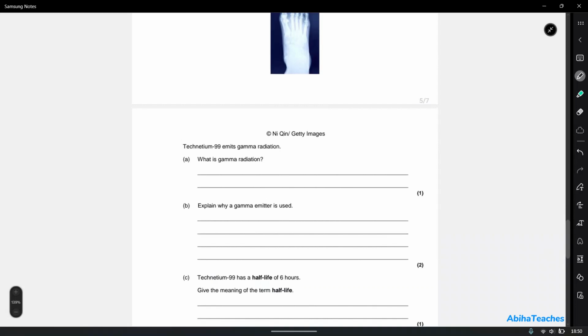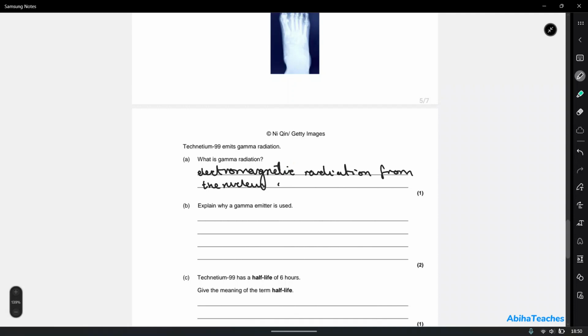What is gamma radiation? Well, gamma radiation is simply electromagnetic radiation from the nucleus. So our next question is part B, which asks us why a gamma emitter is most used.